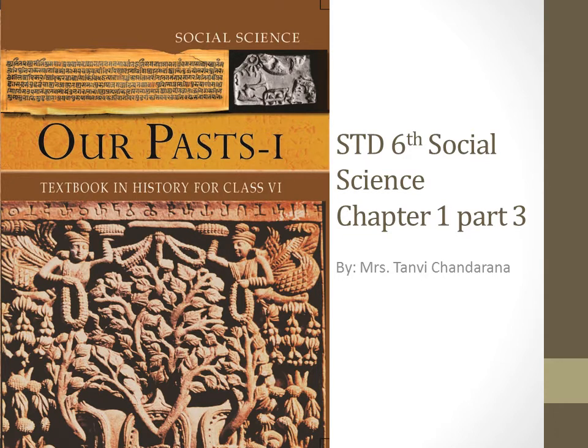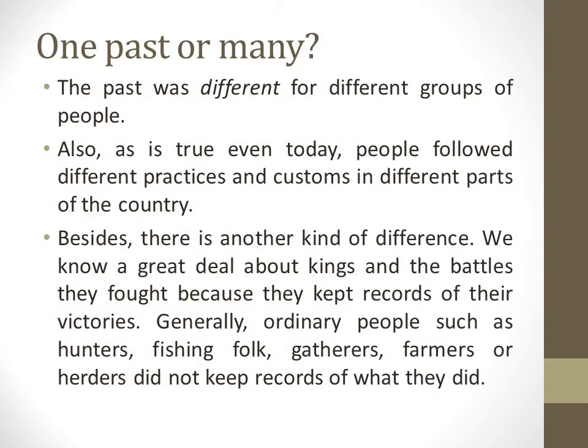And now, let's start with the last part of the first chapter of the book, Our Pasts. Now, did you notice the title of this book, Our Pasts? The word pasts is used in plural to draw attention to the fact that the past was different for different groups of people. For example, the lives of herders or farmers were different from those of kings and queens. The lives of merchants were different from those of craftspersons, and so on.